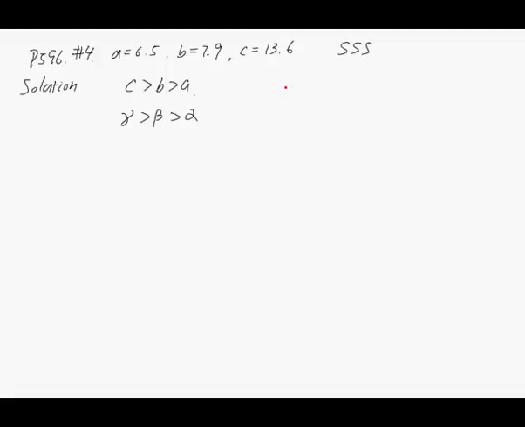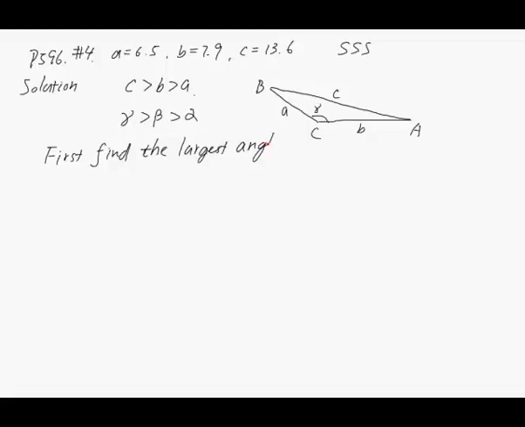So now let's try to draw a sketch of this case. And this is my angle gamma, and this is point C, point A, point B, and this is side a, side c, and side b. So after you determine which angle is the largest, then you begin with this largest angle. So first, find the largest angle. So right now gamma is largest, so we begin with gamma.